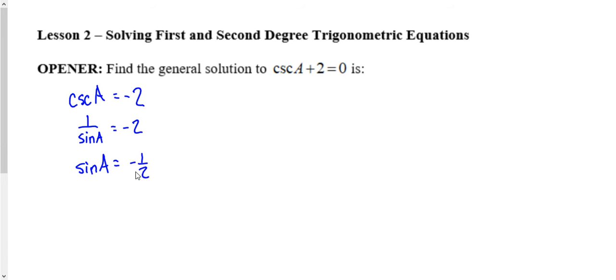From here, what I want to do is solve for A, but I also want to do a quick sketch here. I'm looking for two quadrants where sine is negative. So right away, I know that sine's going to be negative in quadrant 3 and quadrant 4. So that's where my answer should be.